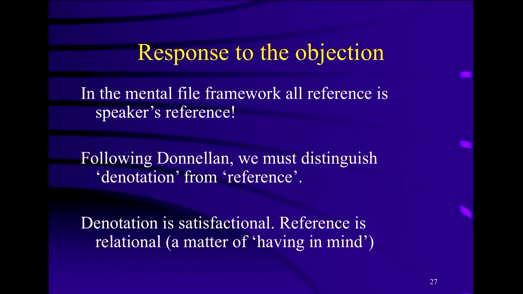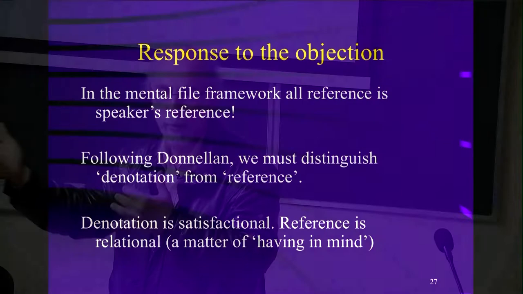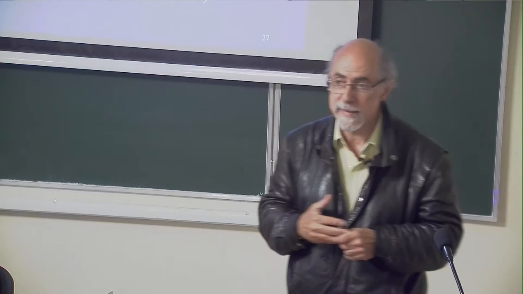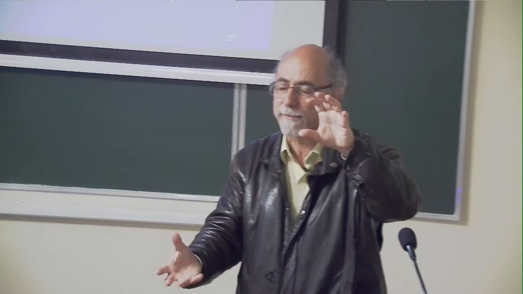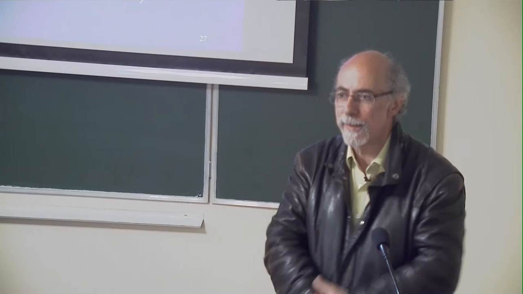But actually, we can follow Donnellan. It's just a matter of terminology. Donnellan accepts that there is something which he calls denotation, which is very similar to what the opponents call semantic reference. So in the case of a definite description, what Donnellan says is that the denotation of a definite description is the object, if there is one and only one, that satisfies the condition. So that's the denotation. That's a sort of semantic property, denotation. But reference is something else.